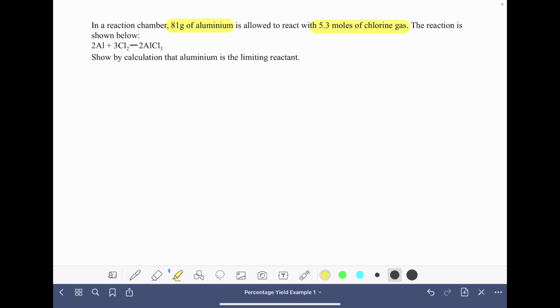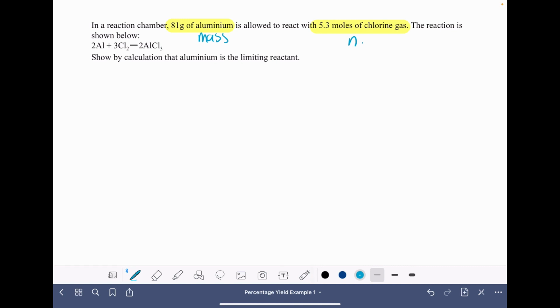You can always do it by working out number of moles. Sometimes if you're given only masses, then you can just do proportion. But in this one, because I've been given a mass here and a number of moles here, I have to calculate this in terms of number of moles. That's going to be my simplest way forward. Show by calculation that aluminium is the limiting reactant.